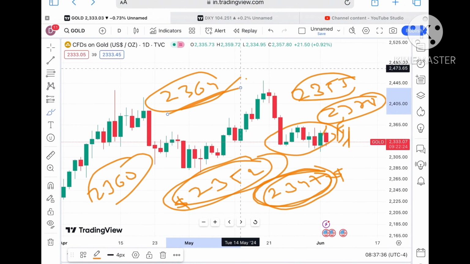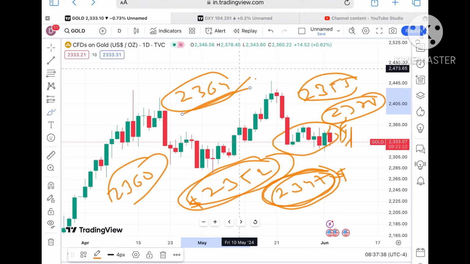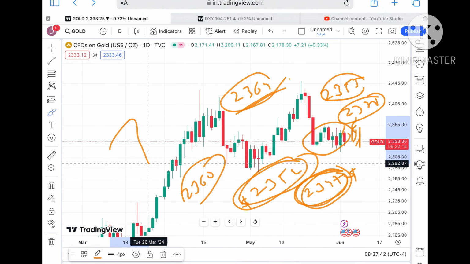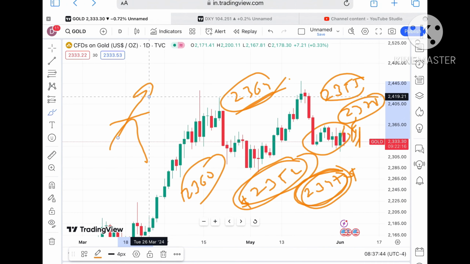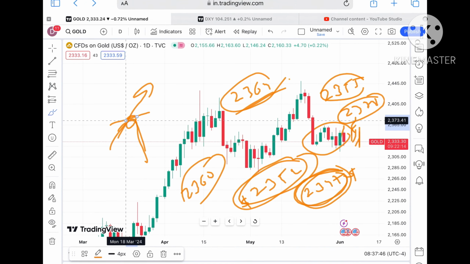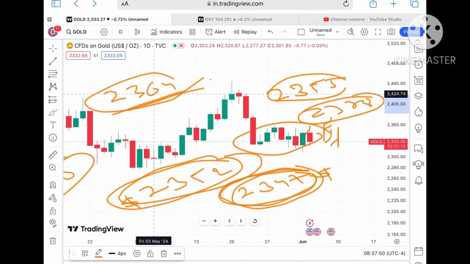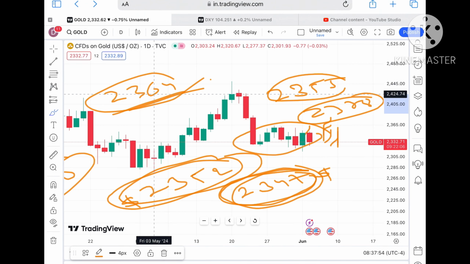Why am I telling you all these resistances? Because these are the points where profit booking or a bounce back comes. So remember that if a bounce back comes, put your SL on this level, or trail your SL. If it is moving upside, keep trailing your SL. This is the best thing you can do if you want to capture a big profit.